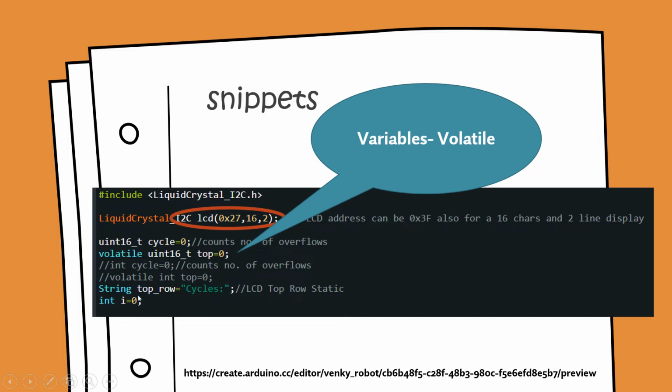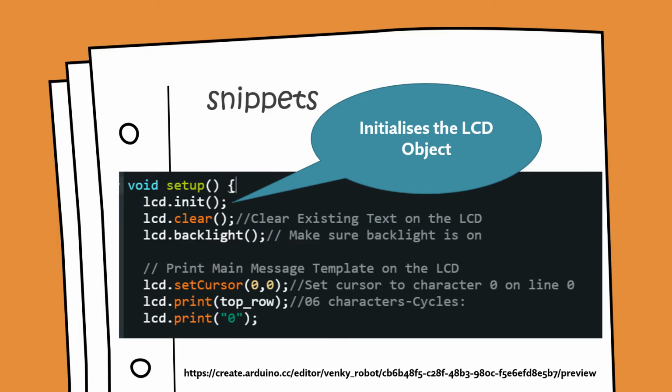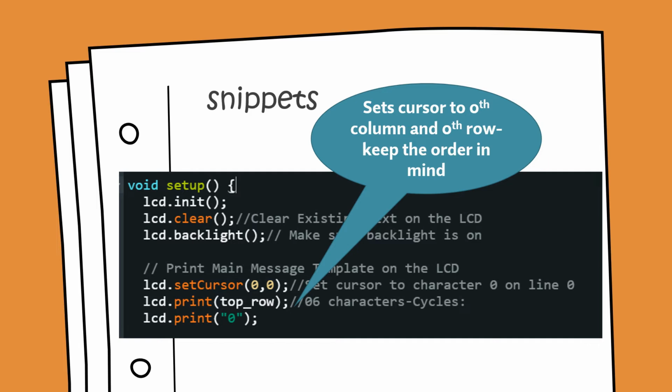We have initialized a string called top row, cycles. So on the LCD screen, you would always see cycles printed out and next to it, the counter value would keep getting incremented. Here's the setup where we initialize the LCD object, clear it to remove any existing text, and turn on the backlight. Now we set the cursor to 0, 0 and print the top row, that is, print cycles colon. After this, we print the value 0.